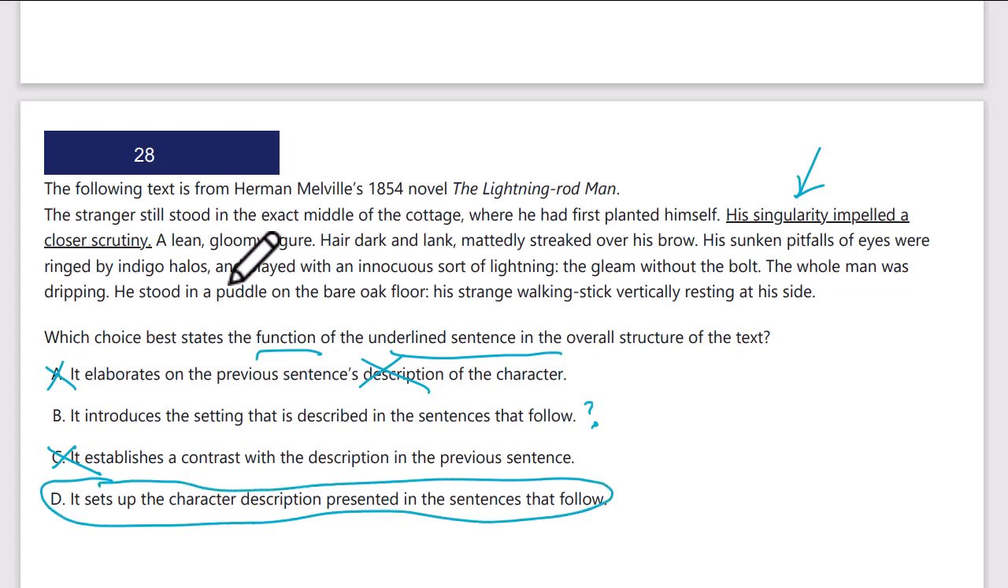So it sets it up. He's standing there. He's unique. His singularity requires or compels a scrutiny or a closer look. And then we get the description. We kind of understand why. He's described kind of like lightning, which is maybe why he's the lightning rod man. Never read that text, but I suppose that's what it is. D.